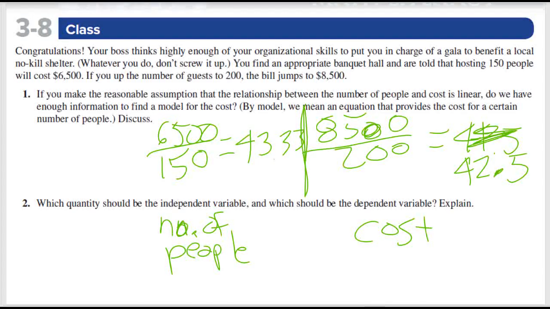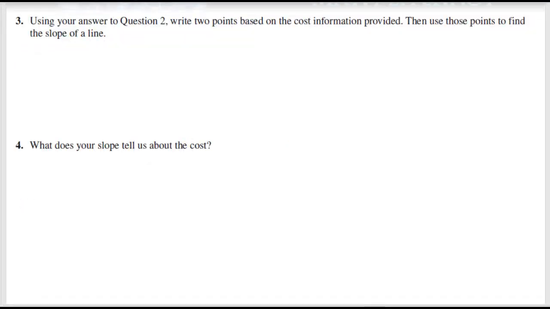Okay. Go on to question 3 and restart the video once you've answered question 3. Okay, so question 3. You may not have understood the question, but now that we know that the number of people is independent, that's going to be our x. The cost is going to be our y. So when they say write 2 points based on the cost information provided, then use those 2 points to find the slope of a line.